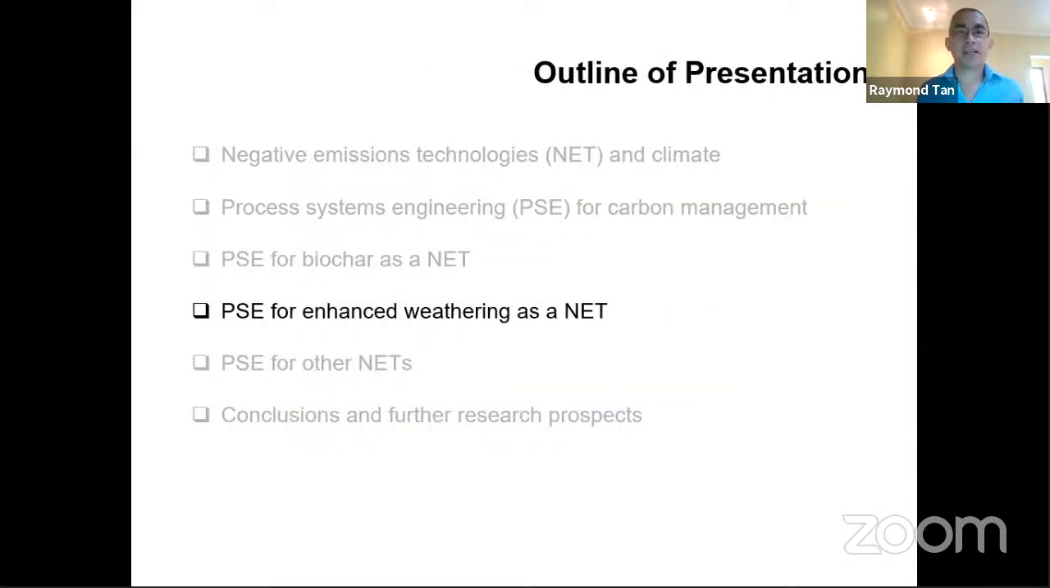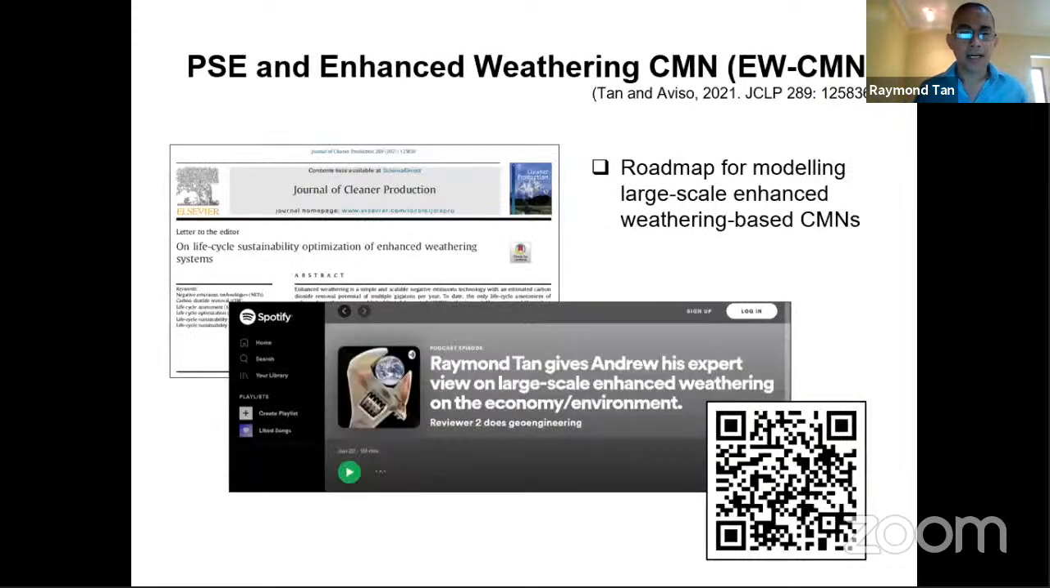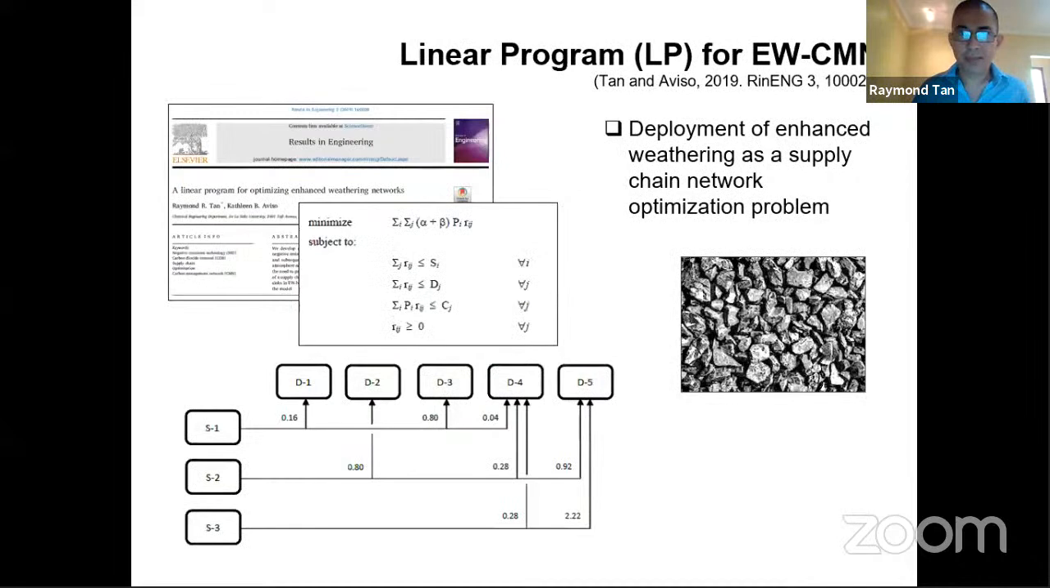All right, now let's shift gears and look at the other terrestrial carbon management technique that I mentioned, which is enhanced weathering. We wrote about the prospect of using these models for enhanced weathering earlier this year. My co-author, no less than our host, Dr. Kay Aviso. And in fact, there's an interview of me about this topic in this podcast. If you have an hour to spare, you can follow the QR code. But let me go through this much faster than that.